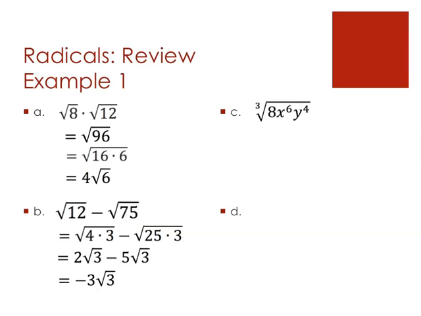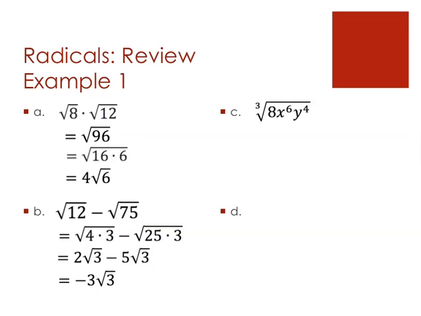All right, next one. This one is a cube root. With a cube root, remember that now instead of looking at perfect squares, as with square roots, you're trying to see if there are any perfect cubes. So what are perfect cubes? 1 to the third is 1, 2 to the third is 8, 3 to the third is 27, 4 to the third is 64, and so on and so on.